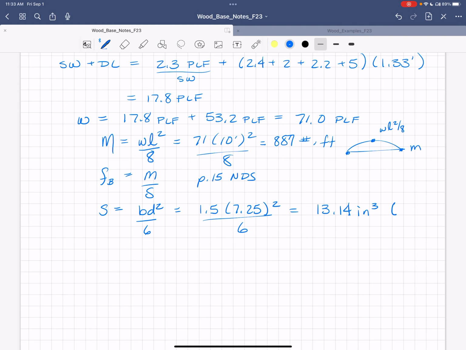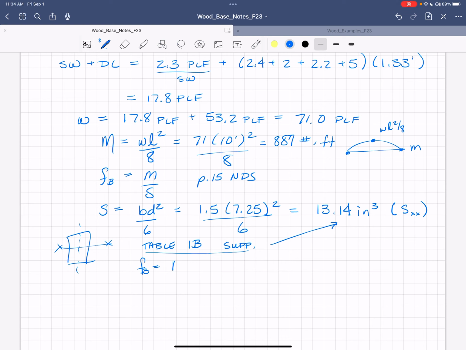And that is actually S sub xx, so it's in the strong axis direction, right? If I went in the weak axis direction, it would be a smaller S value. So now I go back to table 1B of the supplement, which is in chapter 3. Table 1B of the supplement will give me that value directly. So I can calculate it, but you can also just go straight into the table. So I just calculate it this time.